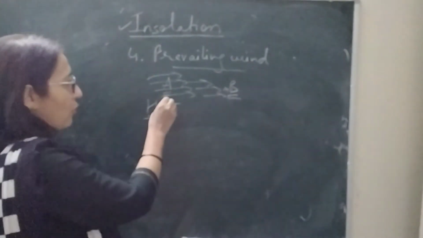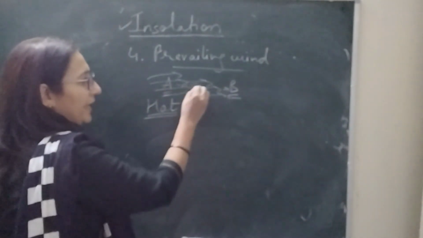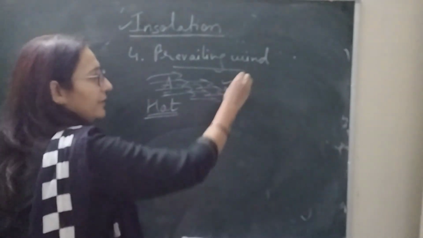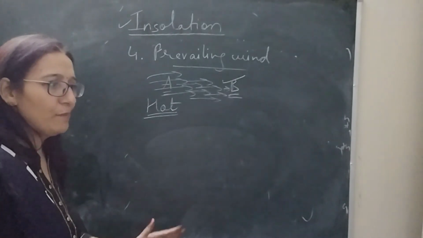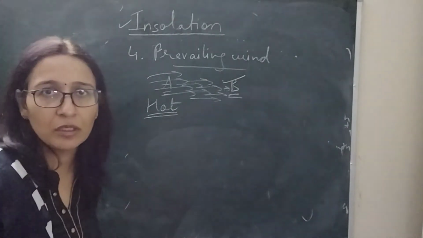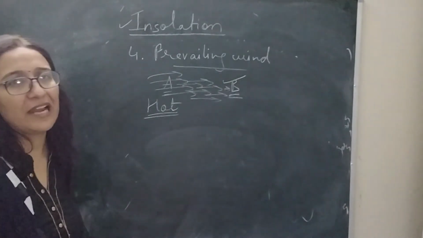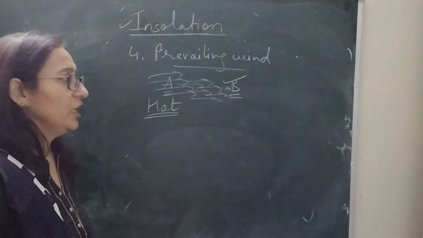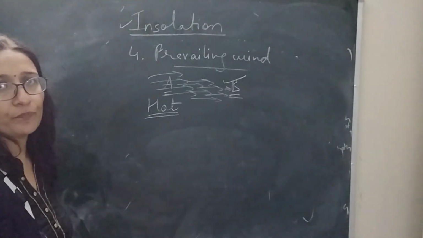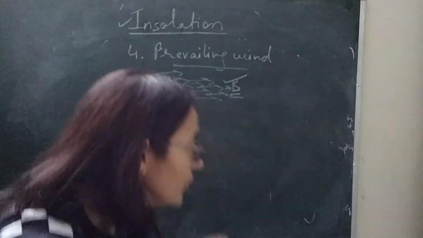If the hot wind blows from place A to B, then the prevailing wind carries warm temperature and makes the temperature hot there. So if a hot wind blows from one place to another, that makes the temperature hot, like the loo. And if a cool wind blows from one place to another, that makes the temperature cool, like the blizzard. Or even there are other cool winds also. So blizzard is one example. So this is another factor.